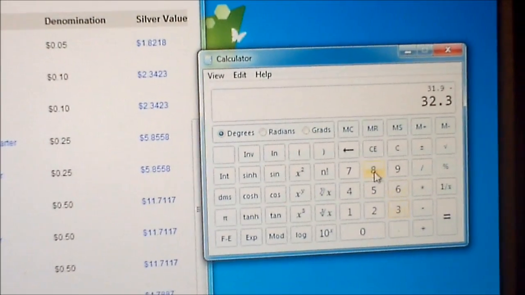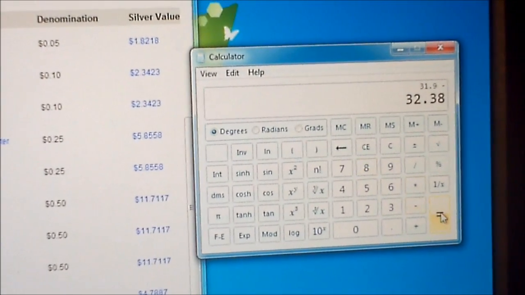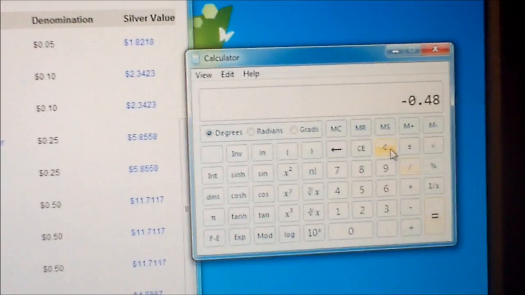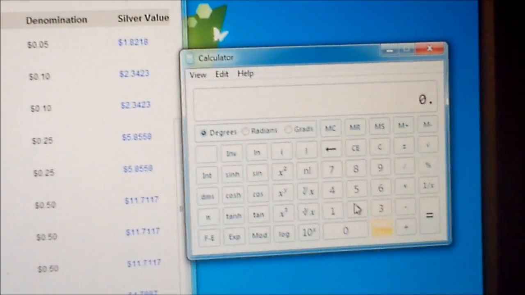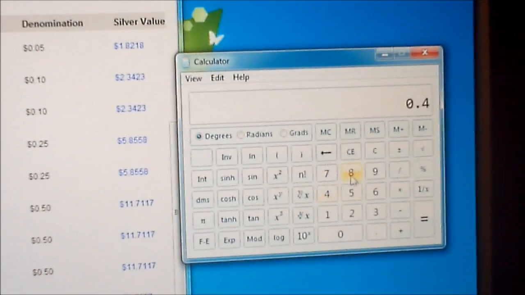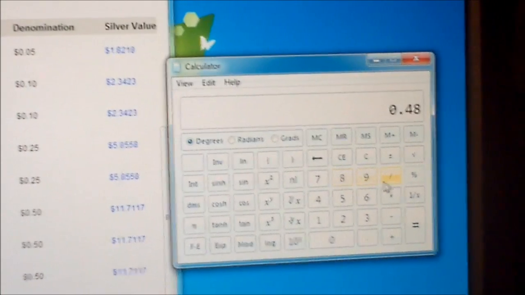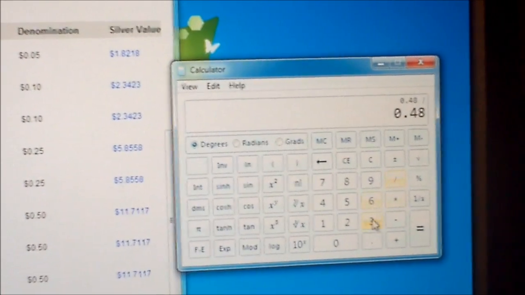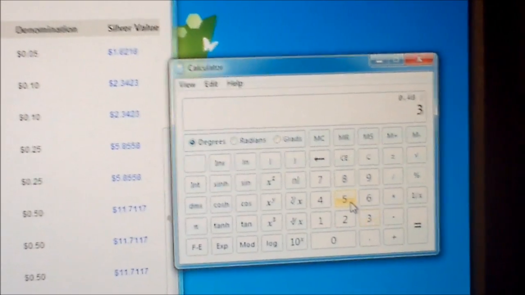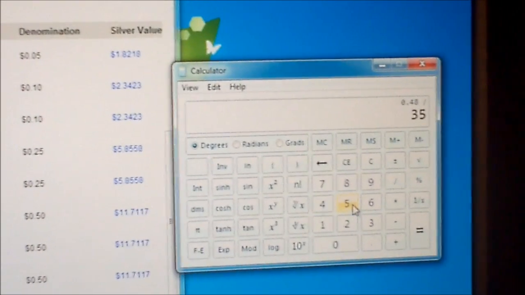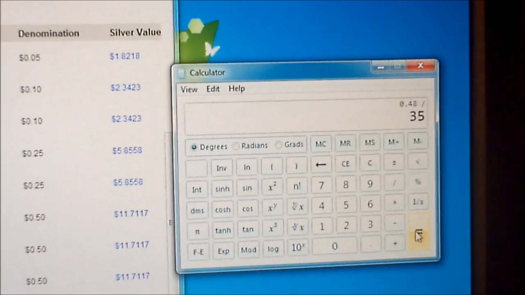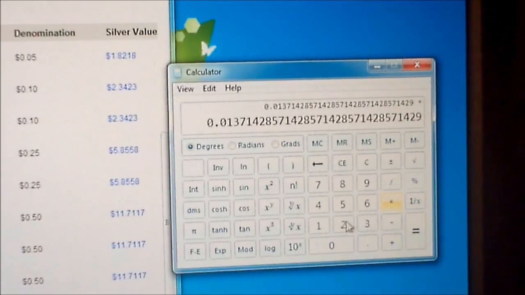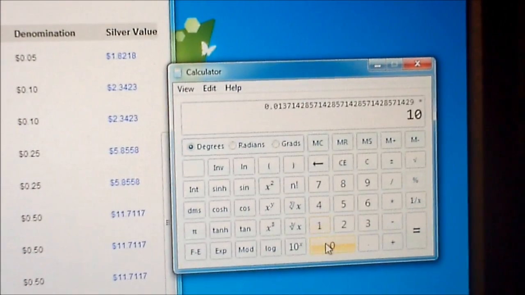It's $32.38. I'm doing this slowly because I'm looking at my camera and doing this. So 48 cents. I want to get a percentage of change. So 48 cents divided by what I spent, $35. That was with $3 over spot. Then I get this number and I'm going to times it by 100 because I want a percentage.